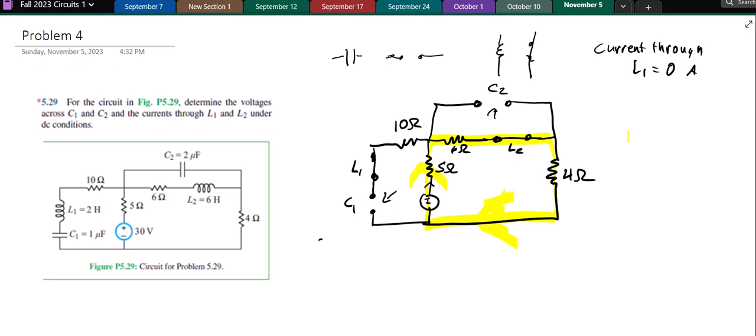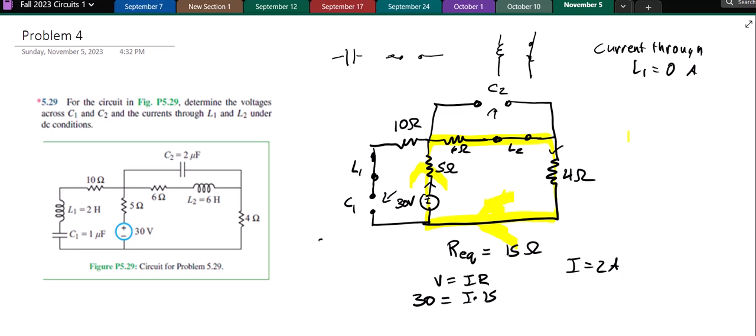Now, since the current that's flowing in what is left here is just one loop, that's all series. And so we can just use Ohm's law to find the current. All of the resistors are in series, so the equivalent is 5 plus 6 plus 4, that's 15 ohms, and it's 30 volts. So V equals IR. So 30 equals I times 15, or I equals 2 amps.